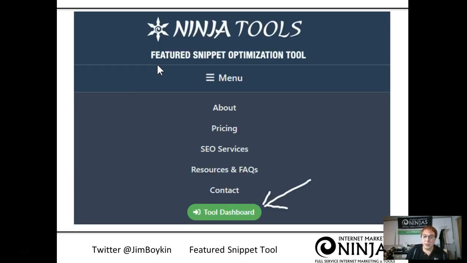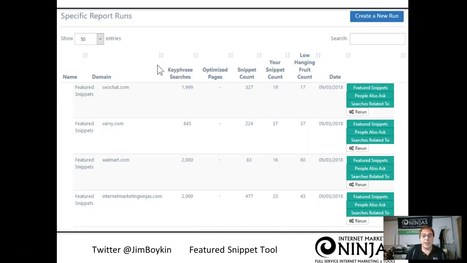But let's get into the tool. You go to featuredsnippettool.com, and if you're a registered member, you click on the tool dashboard. On the tool dashboard, you'll see a screen that shows all of your past runs that you've put through the tool. Anytime you run this tool, it runs all three tools at the same time. So if you rerun the Featured Snippet tool, it will also rerun the People Also Ask tool and the Searches Related to tool.